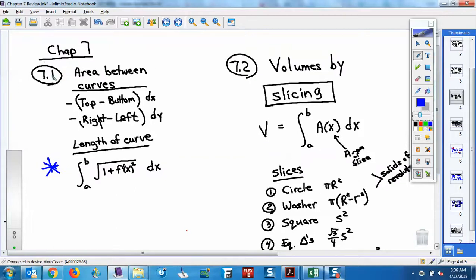Okay, so we started out in 7-1 with area between curves. And remember, top minus bottom, right minus left. And that was all just about height times width, right? Top minus bottom was the height of the strip. The dx was the width of the strip. Height times width is the area of the strip. Integral adds up the area. And that's how you get area.